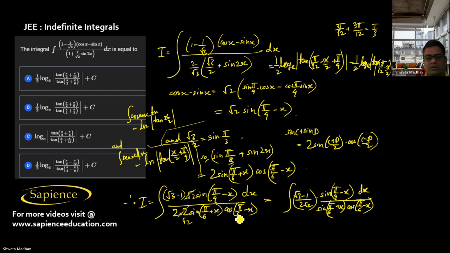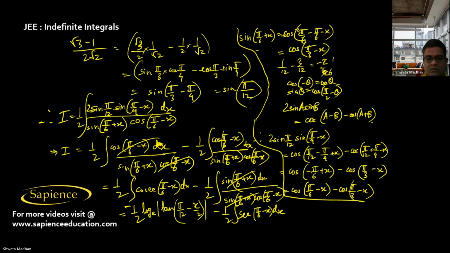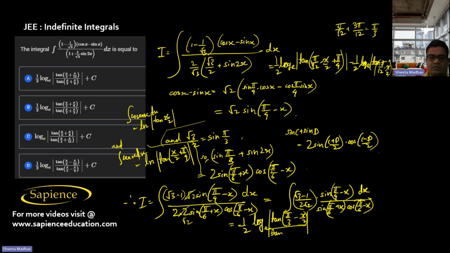So therefore the final answer is half of log base e of mod of tan of (pi by 3 minus x by 2) divided by tan of (pi by 3 plus x by 2) tan of (pi by 12 minus x by 2), plus c.